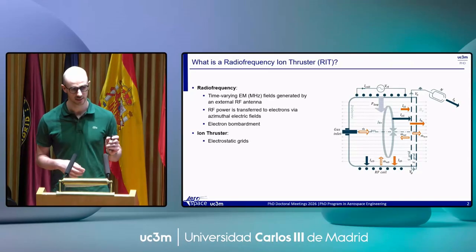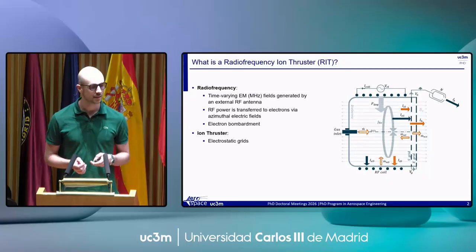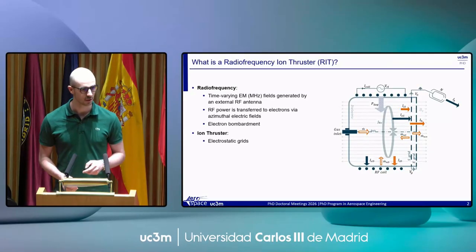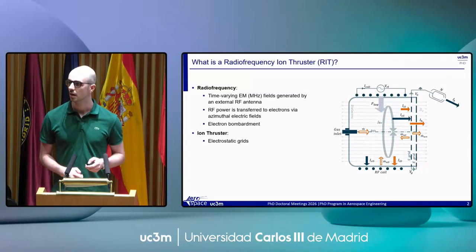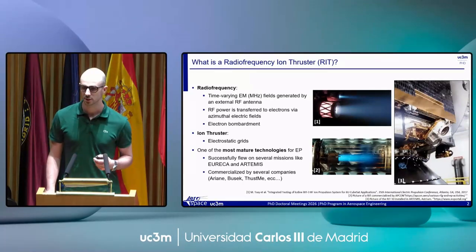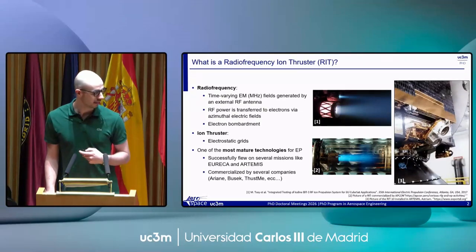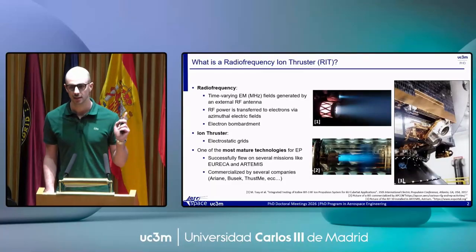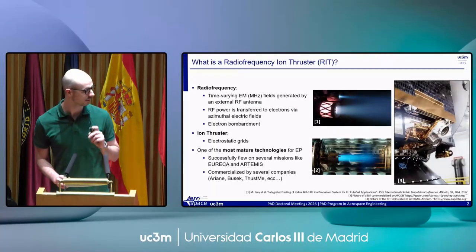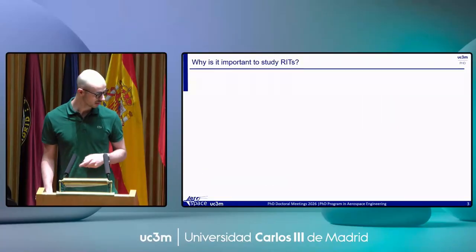Keep going with the name, it is an ion thruster, so it means that we have a set of grids that are electrically biased, and these are used to achieve very high velocity and to extract the ions. It's not a new technology. It's one of the most mature technologies along with Hall effect thrusters. Radiofrequency ion thrusters especially flew on several missions like Eureca and Artemis. Here you have some examples. They are also commercialized by some companies like ArianeGroup, Busek, and ThrustMe.